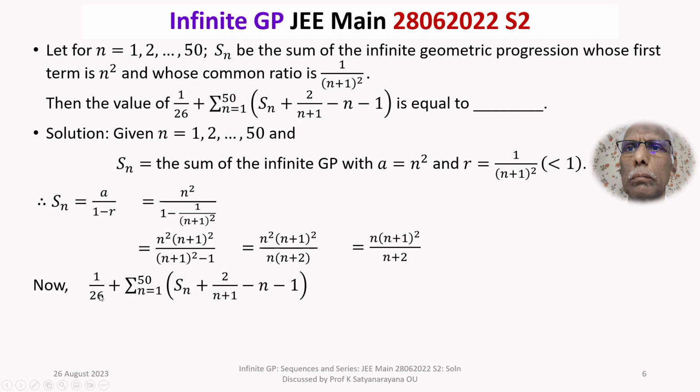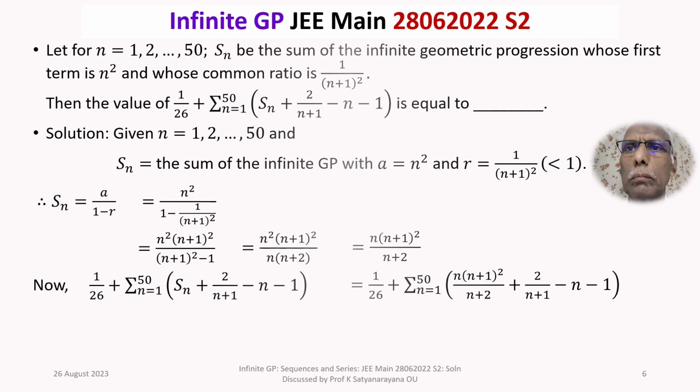So we are required to find the value of 1 by 26 plus sigma n equal to 1 to 50, in brackets, Sn plus 2 by (n plus 1) minus n minus 1. That is equal to, for Sn we write n into (n plus 1) whole square by (n plus 2). We continue in the next slide for further simplification.